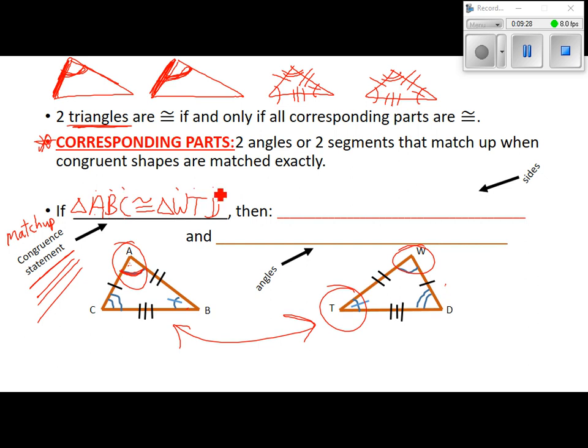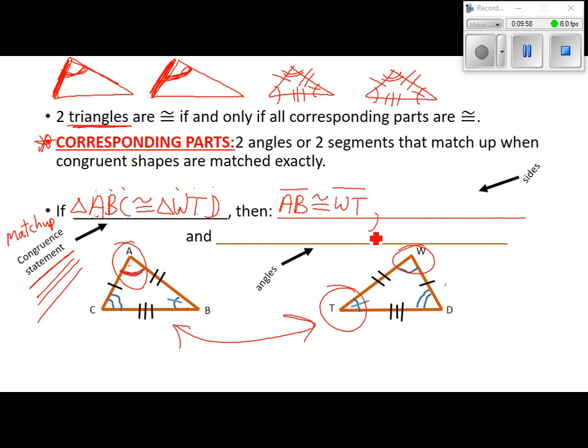And then what that tells us, when we know that those two triangles are congruent, is that all the sides that match up are equal to each other, and all the angles that match up are equal to each other. So if I pick segment AB, I can look at the names. Segment AB, that's these first two letters. That means it's got to match up to segment WT in the other one. And that means that they have to be congruent. So that's the first thing to put down there.